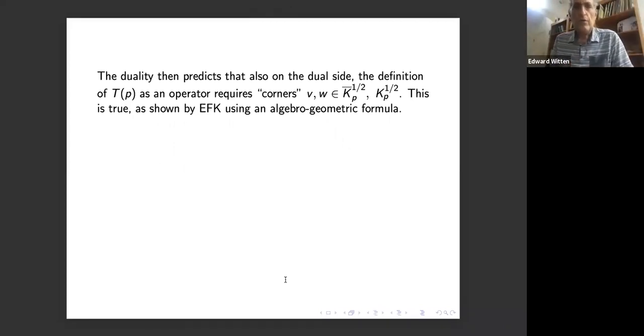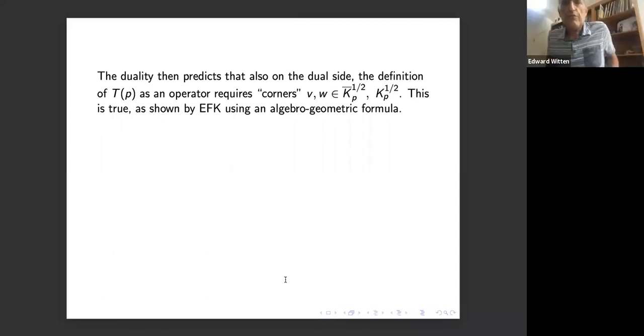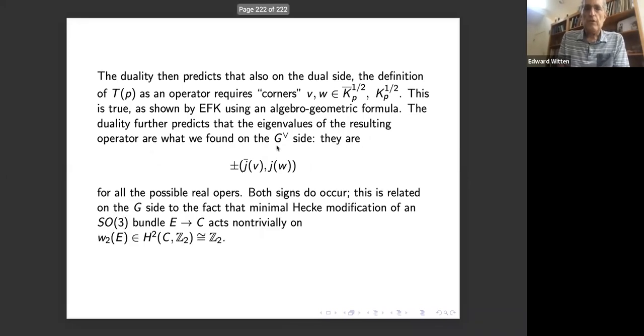Excellent, thank you. Duality predicts that also on the dual side, the definition of TFP as an operator requires the same corners. And that's true as shown by EF and K using an algebraic geometric formula. So then the duality further predicts that the eigenvalues on the dual side are the same as we found on the G side, or the same as we found on the B model side. There are these expressions for all the possible real opers.